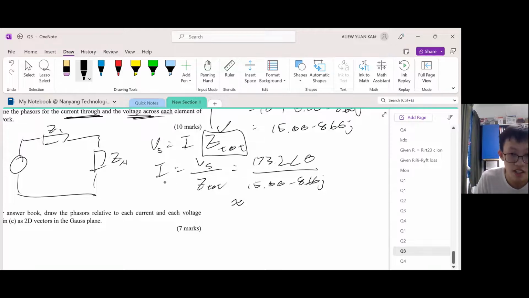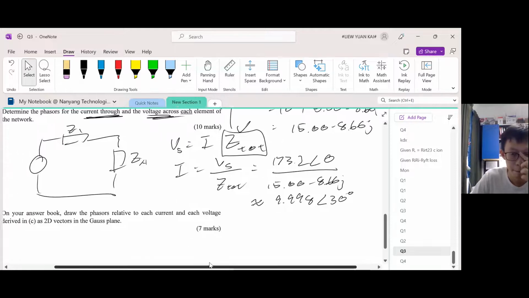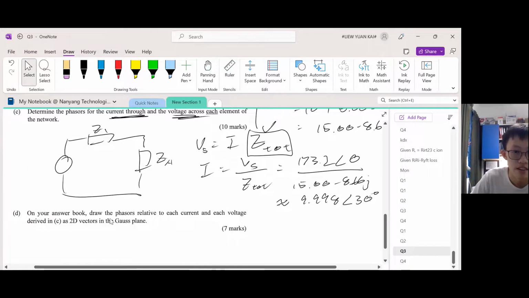5.00 minus 8.66 j. Okay, and you change it to a phasor, you should get about 9.998 at an angle of 30 degrees. Okay, so that's your phasor of the current.